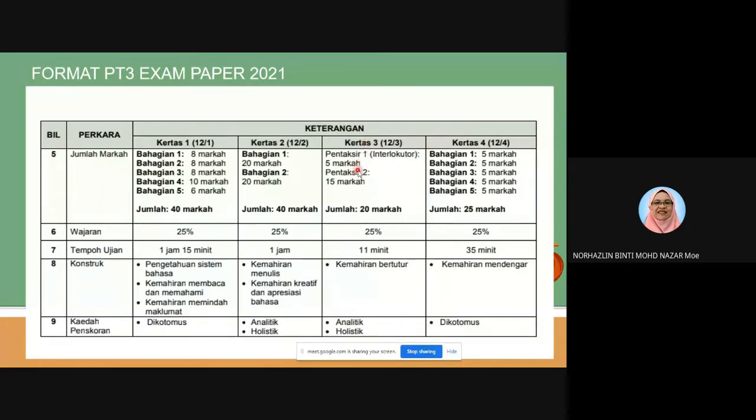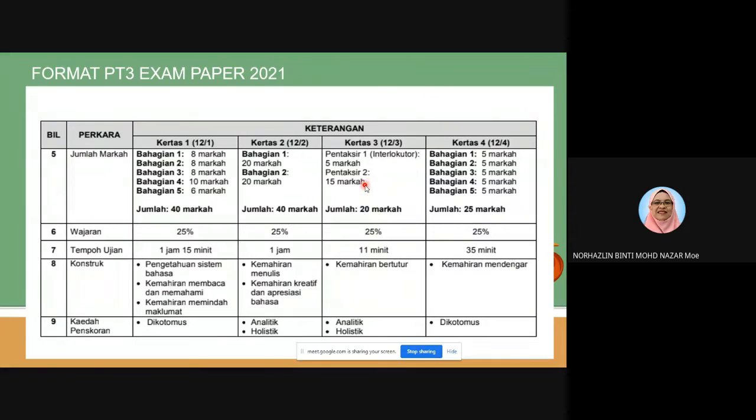Okay, Paper 3. The assessor, we call it interlocutor. Just remember this term. Interlocutor refers to the assessor, who is your English teacher. Your English teacher will give you 5 marks. Like myself, I'm teaching 3 Jati and 3 Gaharu. So I will give 5 marks or 4 marks or 3 marks.